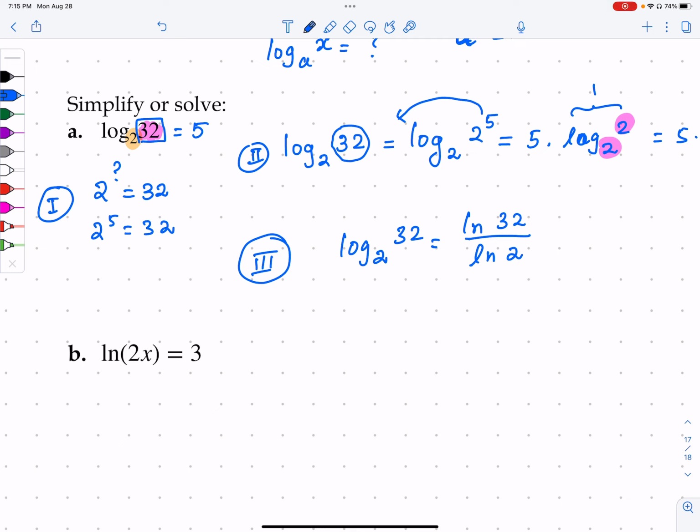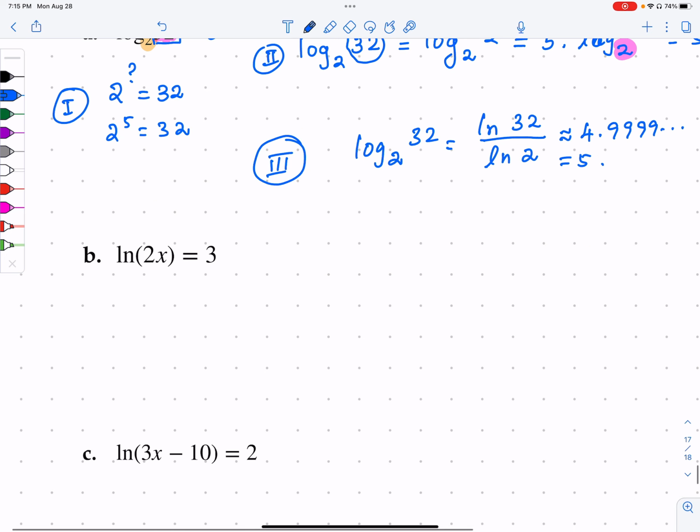So if you try to do this using a calculator, ln of 32 over ln of 2, it gives you something like 4.99 something. If you have a very fancy calculator, it might give you the answer as 5, but that's okay. That'll give you a close approximation. It might give you 4.999999, or some calculators might give you 5. So there are 3 ways to solve this problem.